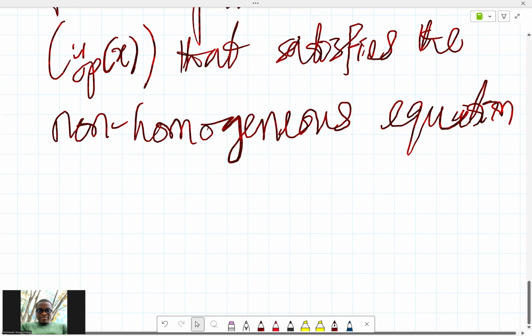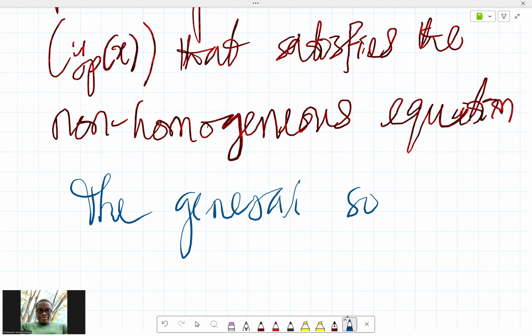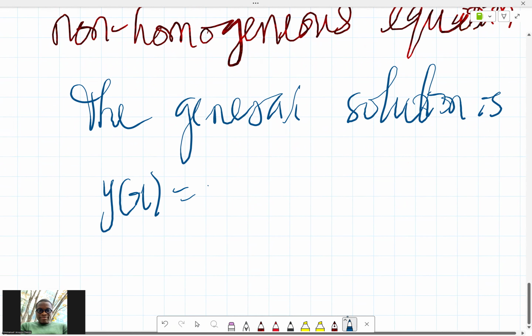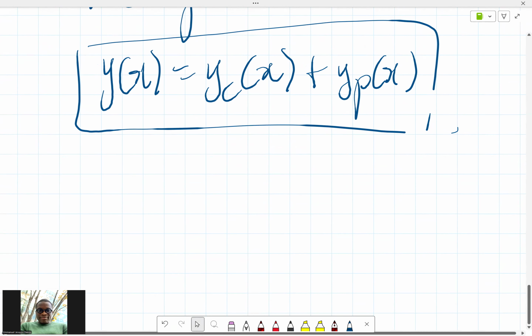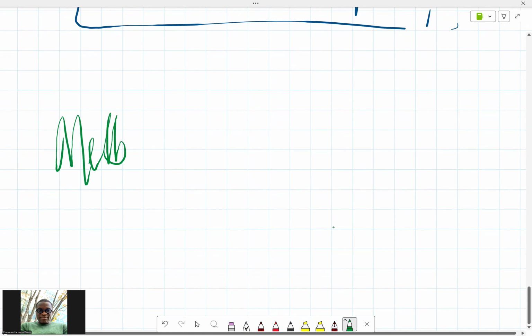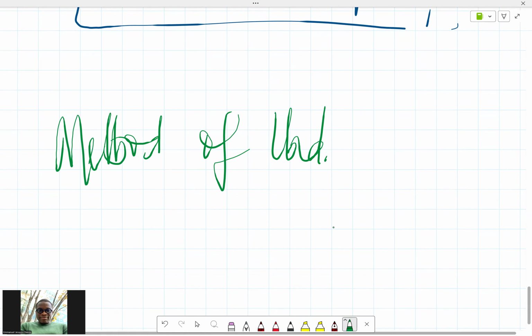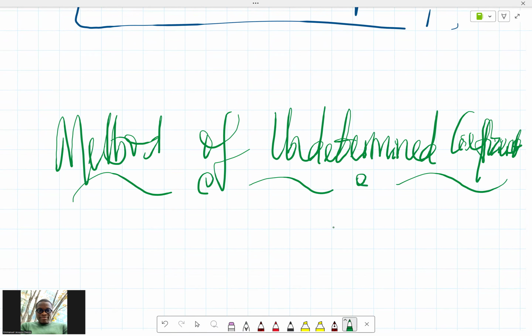All right, so the general solution is y of x equals yc of x plus yp of x. That is, the general solution is the complementary solution plus the particular solution. So we move on to the method of undetermined coefficients, which is the focus here.